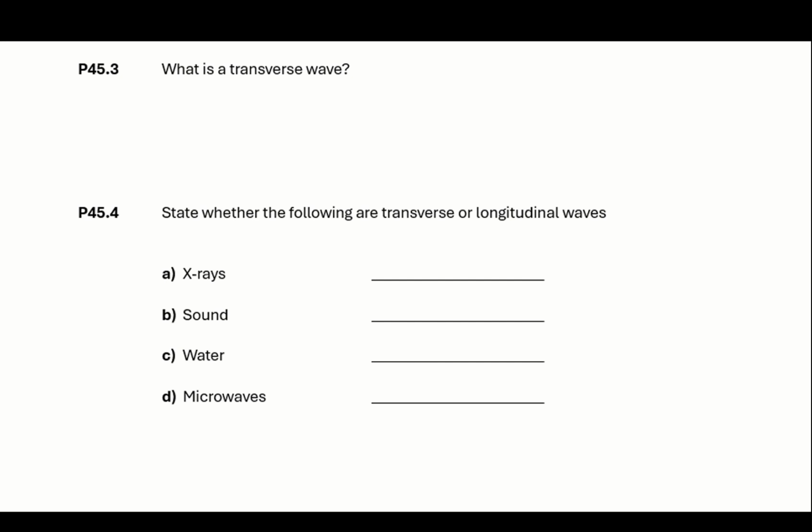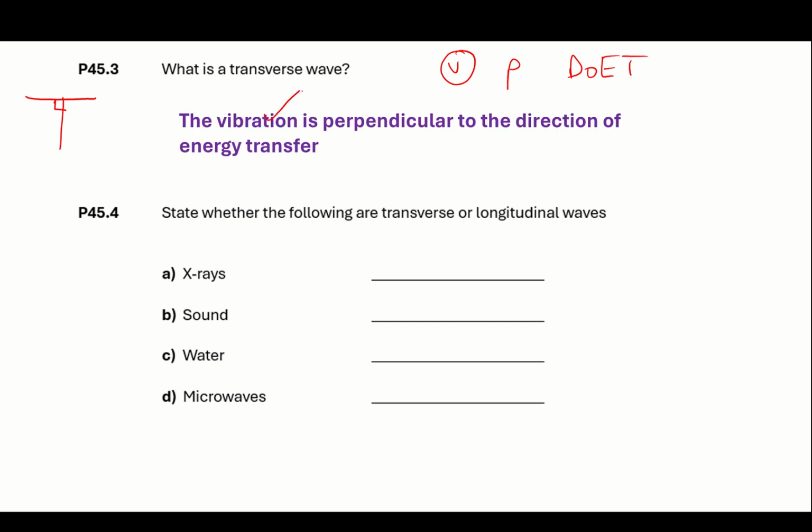What is a transverse wave? So I've taught you to get a T, make a right angle, so that's perpendicular, and we've got V, P, D, O, E, T. So the vibration is perpendicular to the direction of the energy transfer. Right, so it says state whether the following are transverse or longitudinal. I'm going to give you a tip. If you know that sound is longitudinal, everything else is transverse, pretty much.